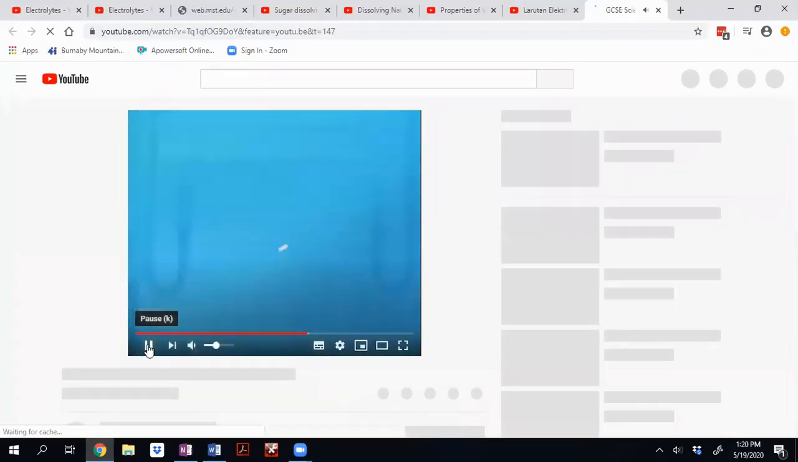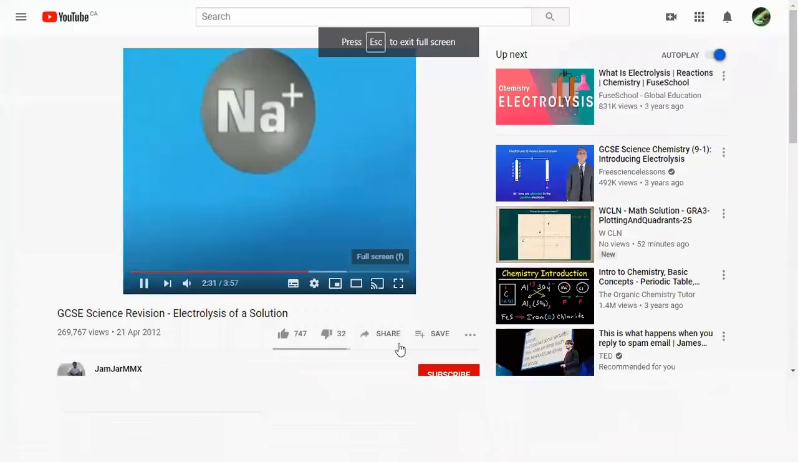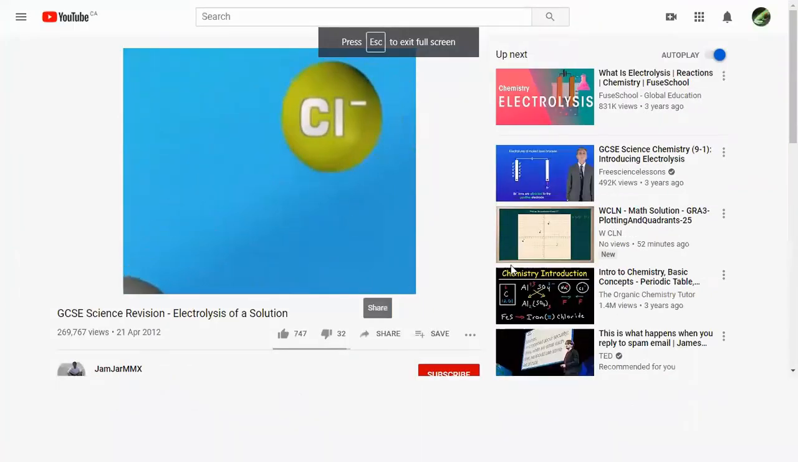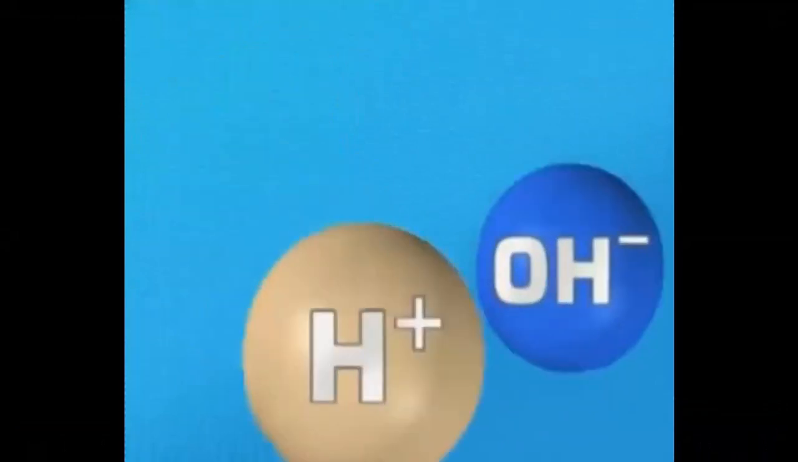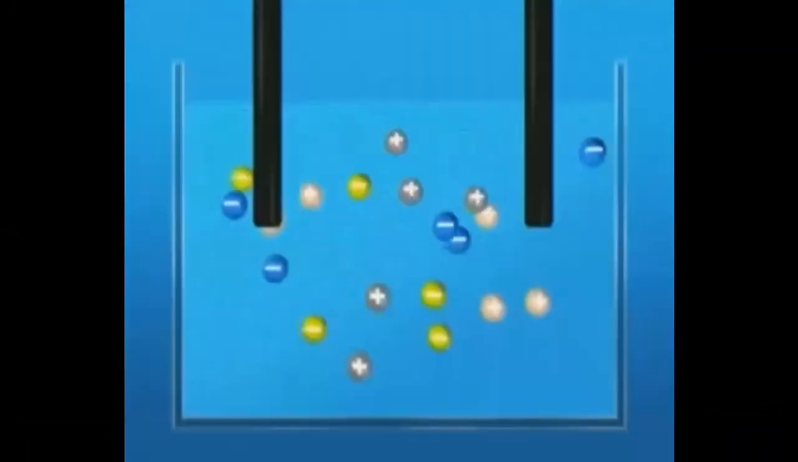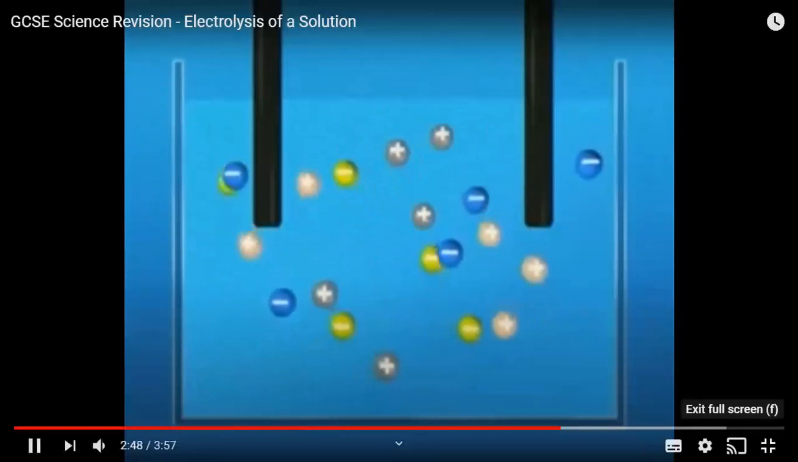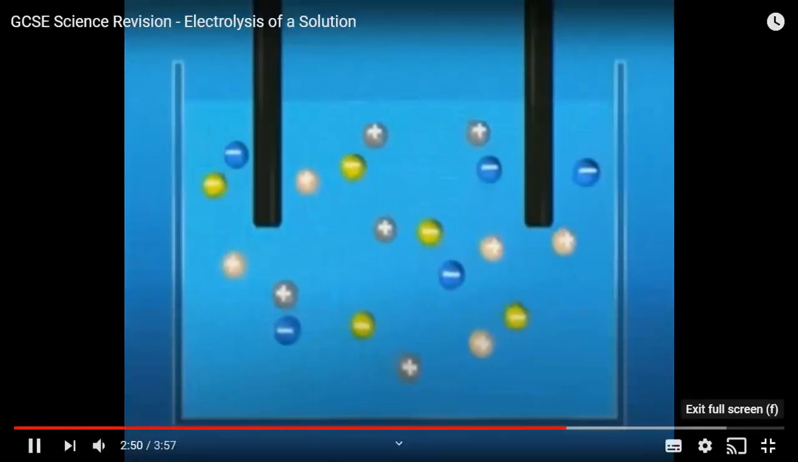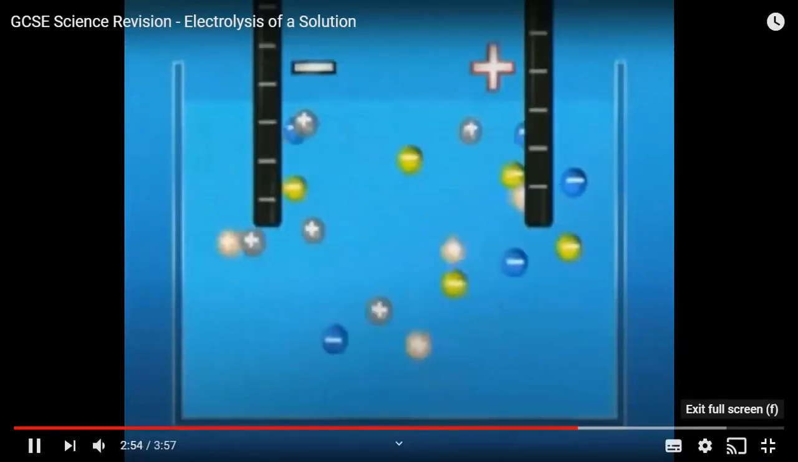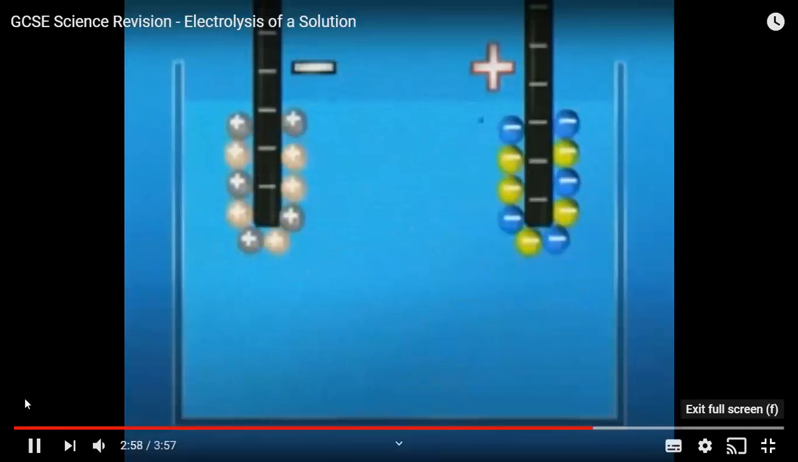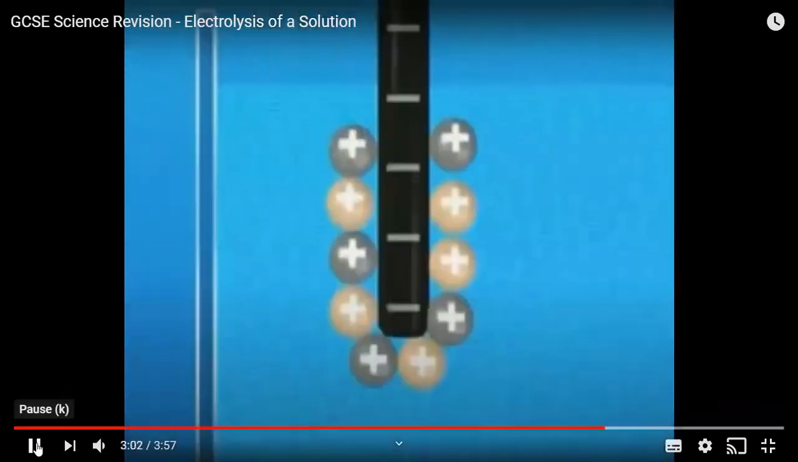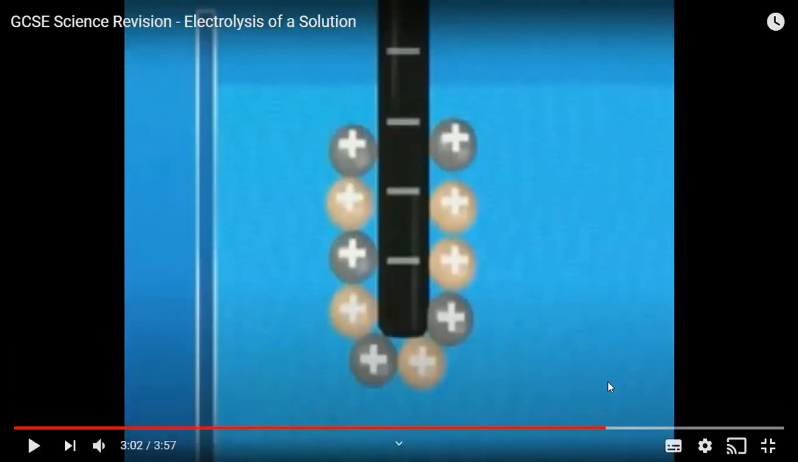Imagine you can see the charged particles in solution. There are sodium ions, which are positive, and chloride ions, which are negative. The others present in water are positive hydrogen ions and negative hydroxide ions. These different charged particles are all free to move. Once the power supply is switched on, the positive ions are attracted to the negative electrode. The negative ions move towards the positive. Okay, this goes on to talk about the whole electrolysis process, which you don't need to know about, but that's how they move.